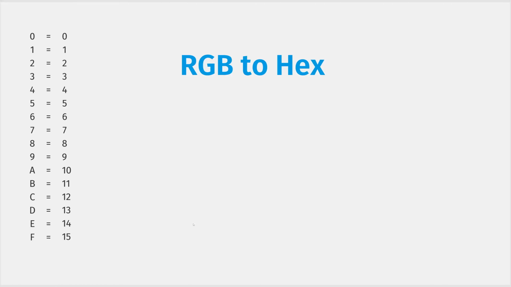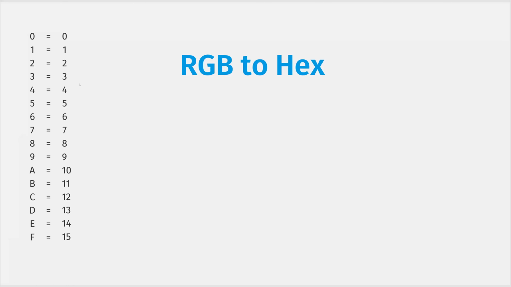But the hexadecimal one is a 16-based system. So they have 16 numbers, but they represent some of those numbers as letters. And when you look at that, you can see how you could convert them. So 0 is still 0, and this is true all the way up to 9. So 9 is still 9. And then A stands for 10, B 11, C 12, D 13, E 14, and F 15.